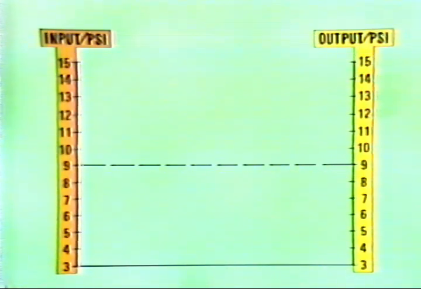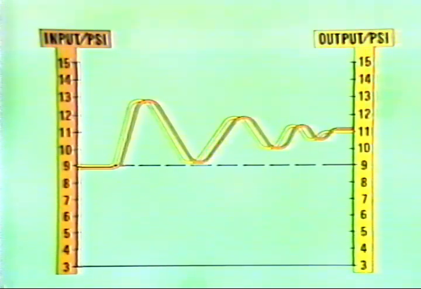Well, let's see how a proportional or P-only controller would respond to a disturbance that causes the process variable to move away from set point. These two curves illustrate the changing values of the controller's input and output as it tries to return the process variable to set point.